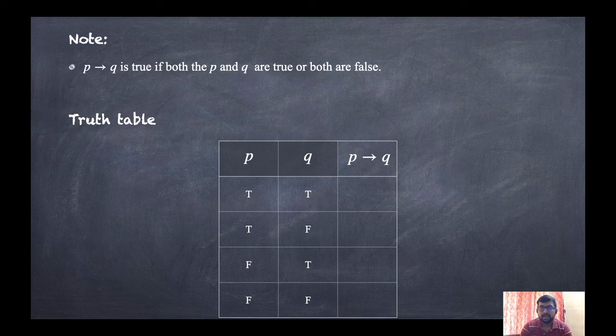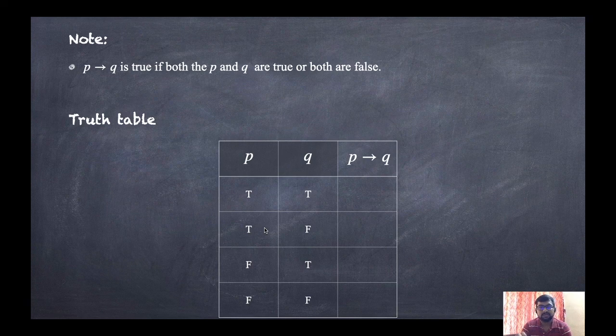Okay, so either both statements will be true, or both will be false. First one is true, second one is false, and first one is false, and second one is true. Now, what will be P implies Q? We know that here P implies Q is true if both are true or both are false. So here both are true, so that means P implies Q will be true. The last one, both are false, then P implies Q will be true.